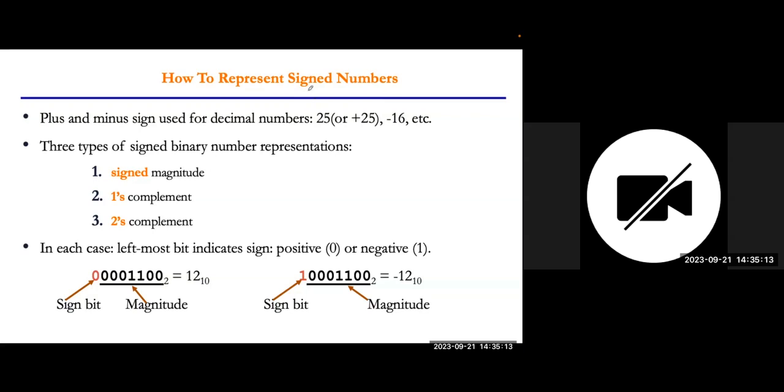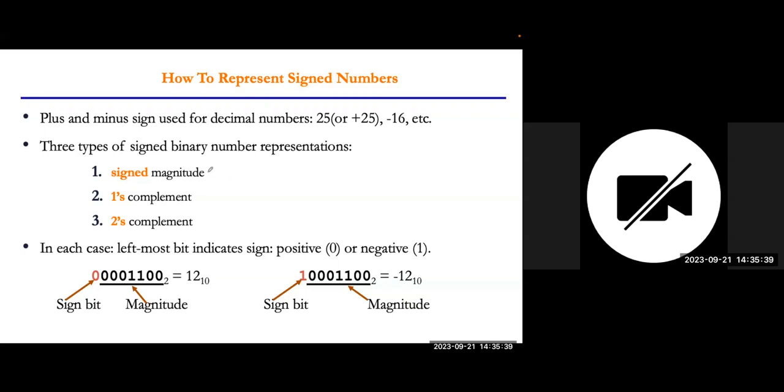These signed numbers can be represented in 3 different ways in the signed binary number representation. One is signed magnitude representation, another one is one's complement, and another one is two's complement.